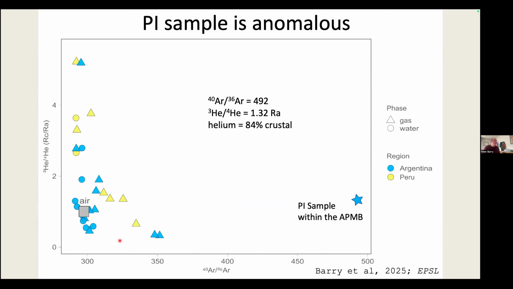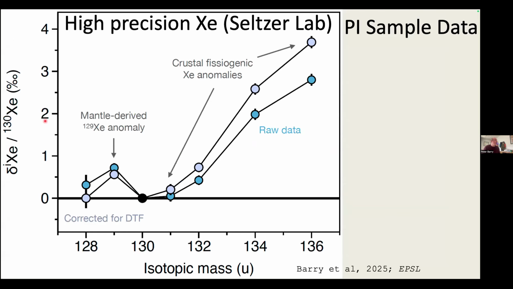And you can see that most of the samples for their isotope signatures are close to air with respect to argon. This has a big anomaly. It has a low helium-3/helium-4 ratio of about 1.32. So again, a low 3/4 ratio is indicating that it's predominantly crustal. So that's what we know about the sample. And then, based on the fact that it had this big argon anomaly, we were able to target it for high precision xenon isotope work.